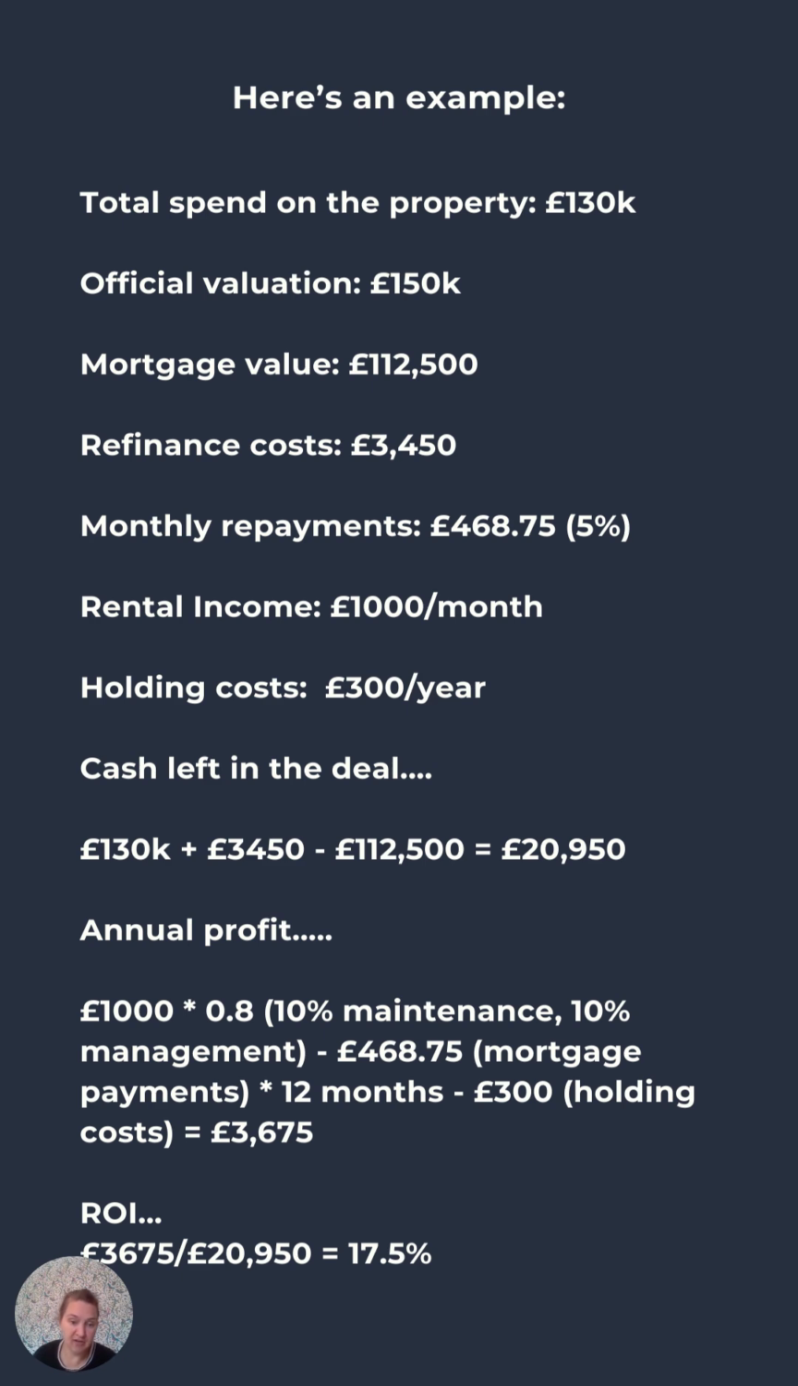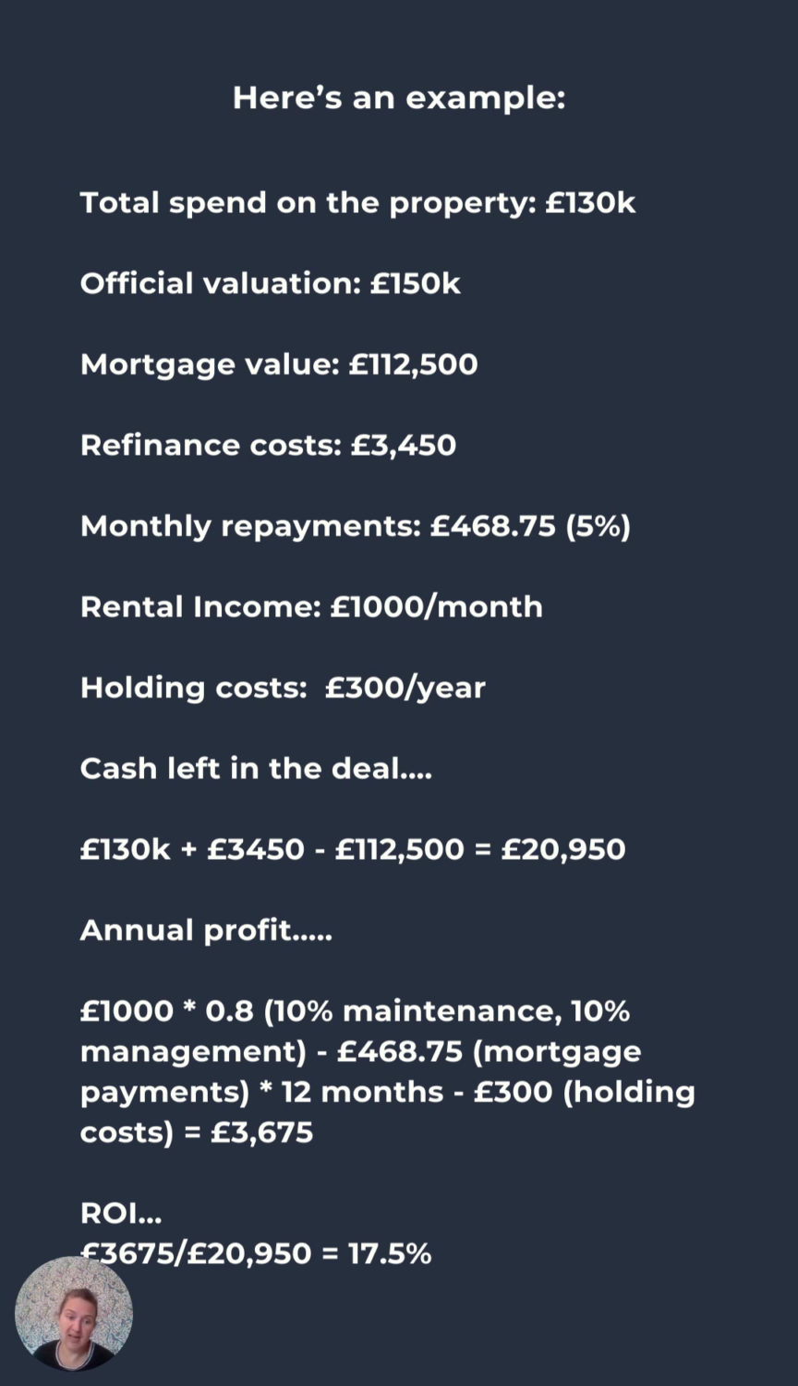So your return on investment is your annual profit of 3,675 divided by how much you've actually spent on the property, which is £20,950, which gives you an ROI of 17.5%. That is a very, very good return on investment, regardless of what people say about, oh, you've got to try and get all your money out. No, if you were to put £20,950 into an ISA, there is absolutely no way in hell you would make 17.5% every year on that.